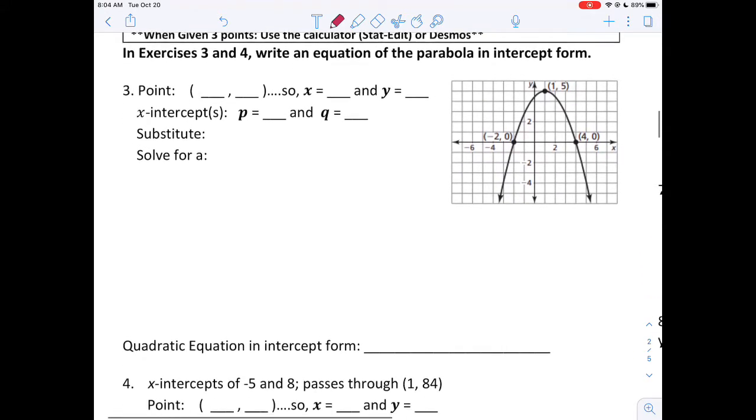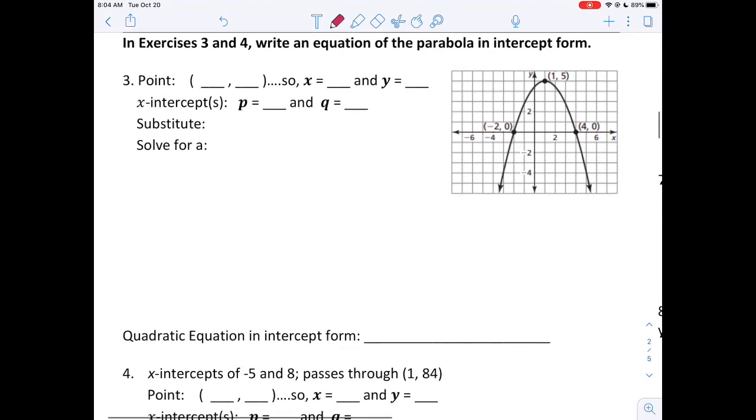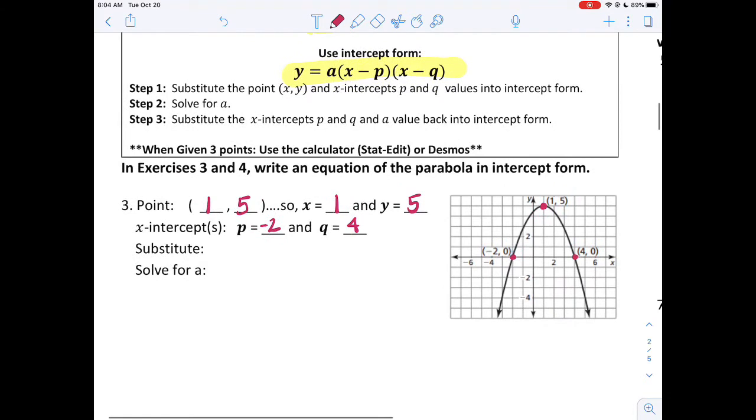In this example, we want to write the equation in intercept form. I can see that I have a point right here. It happens to be the vertex, but it doesn't have to be. So my random point on the graph is (1, 5), giving me an x value of 1 and a y value of 5. My x-intercepts are here and here. So the x value of the first one is -2. So p is -2, q is 4. I'm going to substitute into this equation.